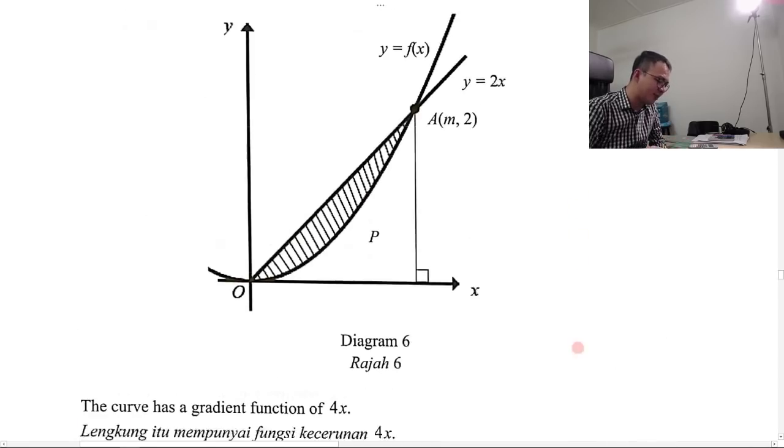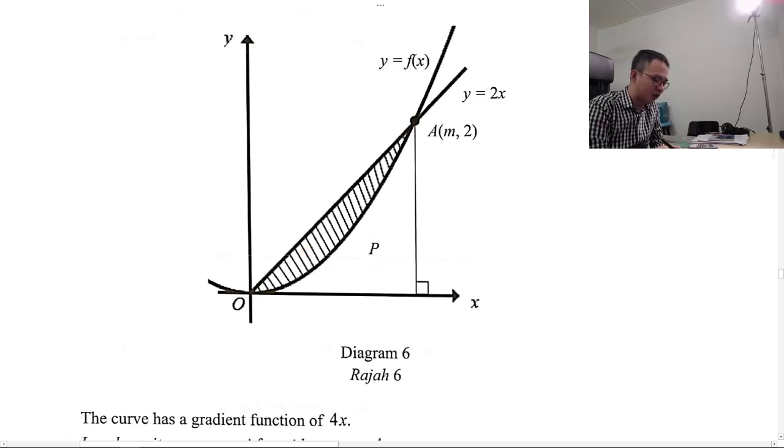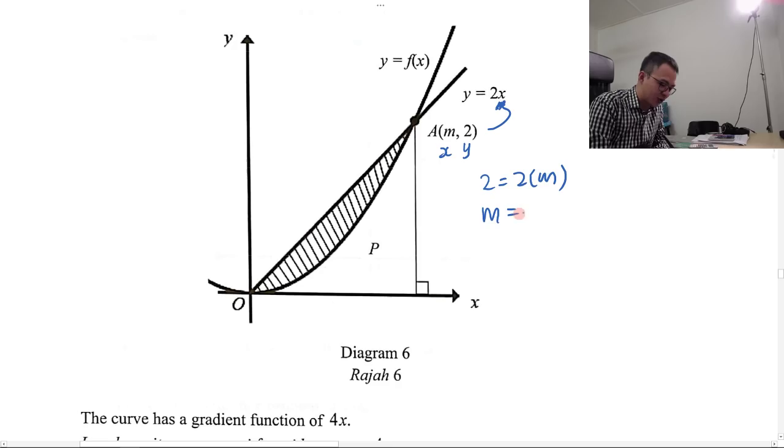We can find m easily because we have the straight line y equals 2x, right? So from this, I just substitute in the coordinate and I can get my value. This means y equals 2, x equals m, right? So 2 equals 2m. I just plug this coordinate into this equation. So therefore m should equal 1. So therefore coordinate A, we should call it (1, 2).